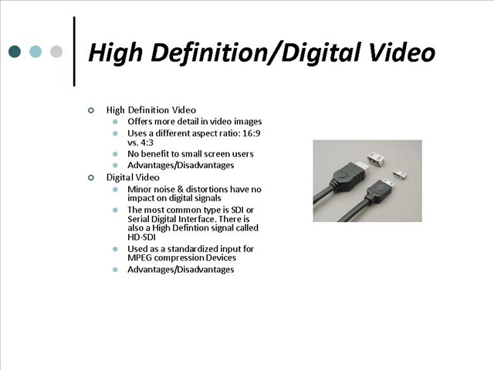High definition and digital video. High definition video offers more detail in video images. It uses a different aspect ratio, 16:9 versus 4:3. It has no benefit to the small screen user, and it also comes at a price in terms of both money and technology. HDTV signals tend to be large and very costly, and from a technology standpoint, the large number of pixels requires much more detail in the signal.